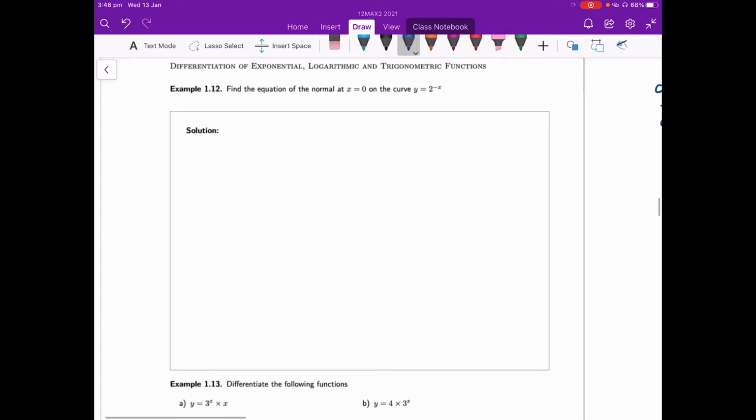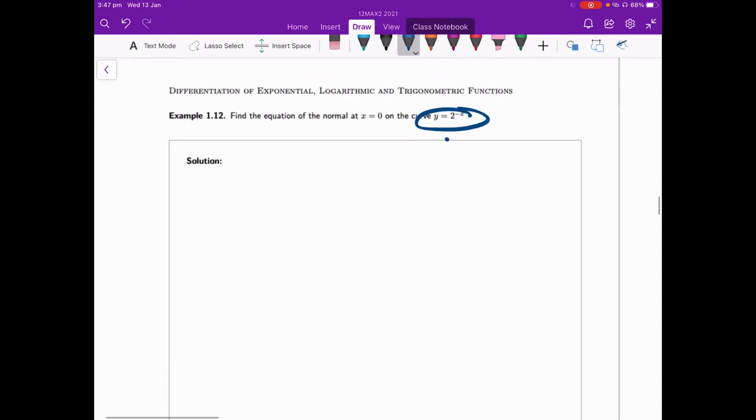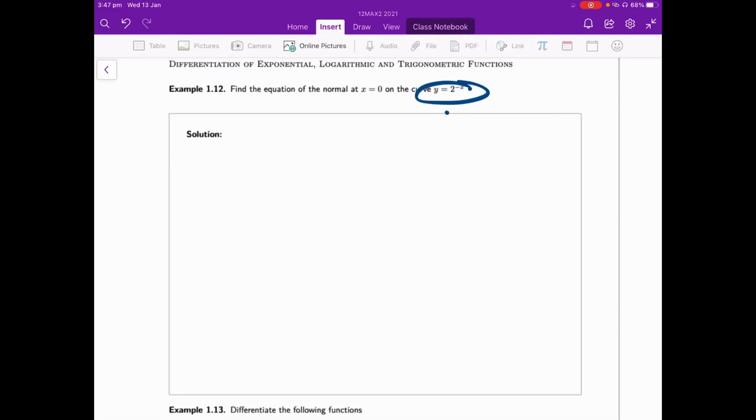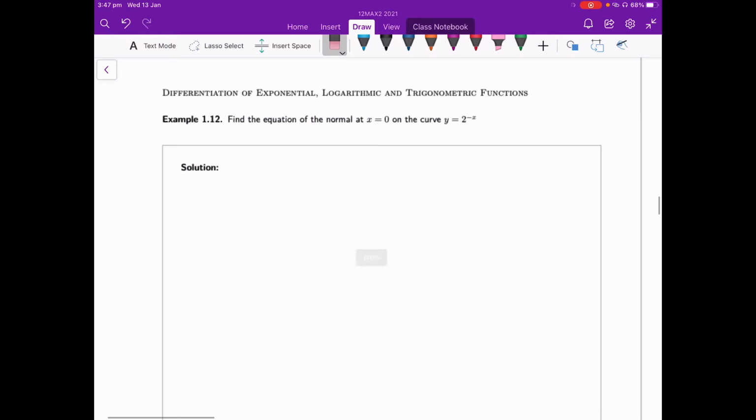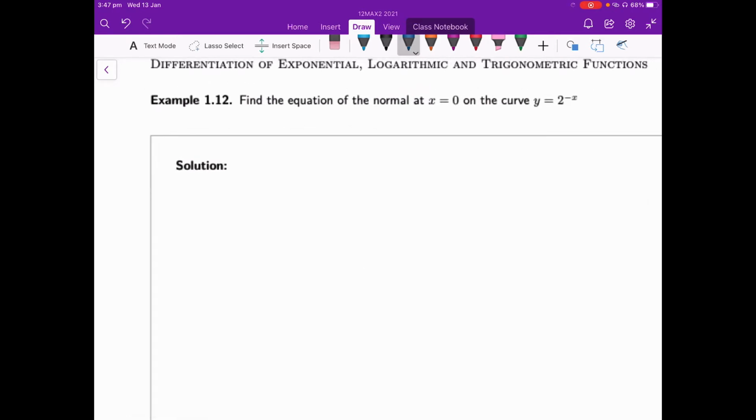Hello, today we're going to have a quick look at the equation of a normal when we've got an equation where the base is not e. So we're going to find this equation of the line, and then we will look at the second example, which uses the product rule in a couple of examples. Here, for example 1.12, we have the equation y equals 2 to the minus x.